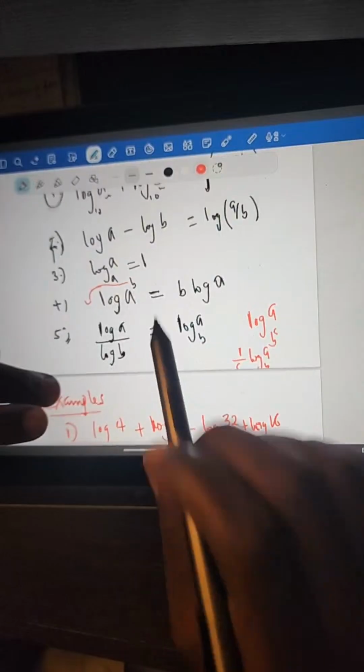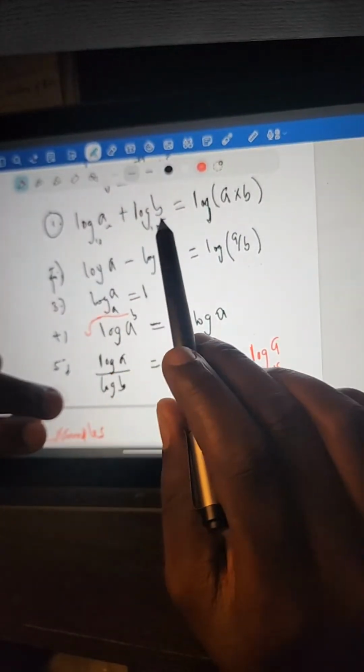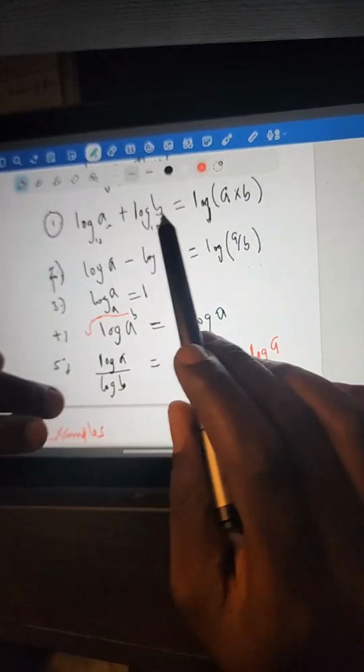Now, recall from rule number 1 that says log A plus log B, you can multiply both together.